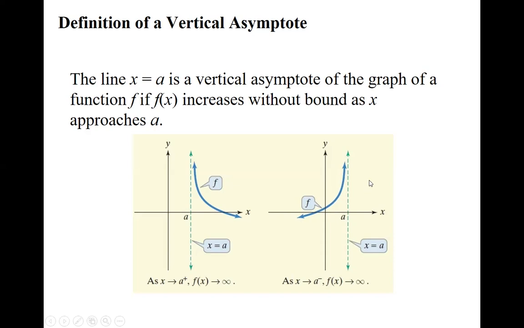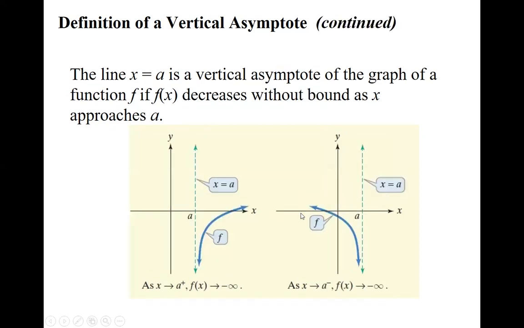Now, that's not the only definition of a vertical asymptote. Not only can we bend it up forever, we could also bend it down forever. As x approaches a from the right, f of x approaches negative infinity. Or as x approaches a from the left, f of x approaches negative infinity. f of x approaching negative infinity just means goes down forever. This here is shown from the right and from the left. So if that ever happens, that means we have a vertical asymptote.